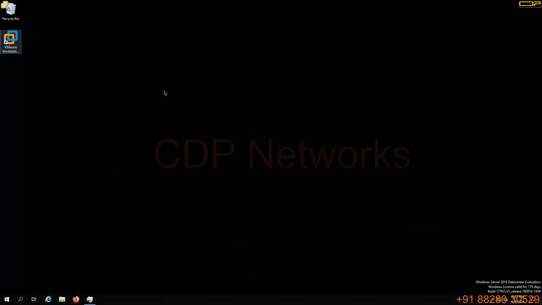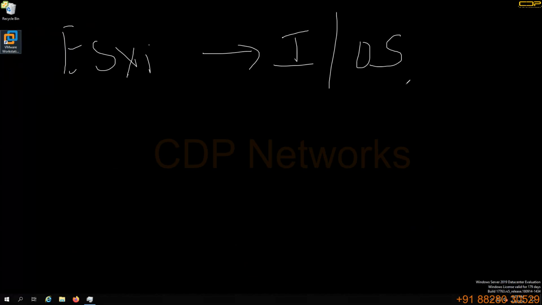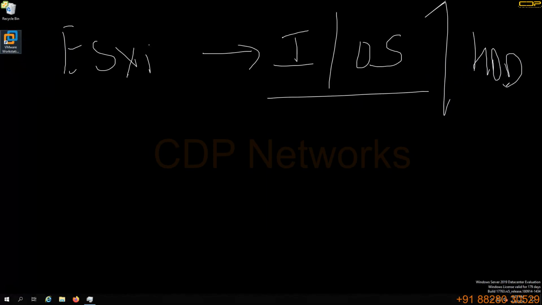Now, we know what an ESXi is. So ESXi is basically a type one hypervisor. It is a complete operating system, and I install this directly on the hard drive. This is what my ESXi is. ESXi is software that gives me the capability to deploy multiple virtual machines on one physical box.